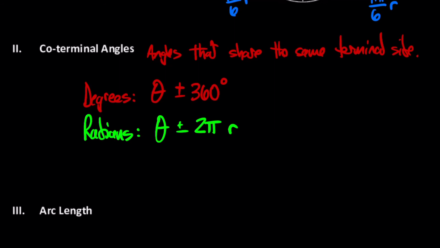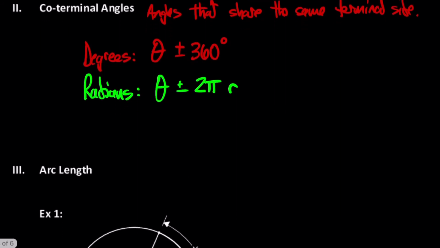So we're going to have to be good with fractions because our angle is most likely going to be something like 2 pi over 3 or 5 pi over 4. And then we have to add or subtract 2 pi from that. We'll do some more of that later on in the unit, but now let's move on to arc length.